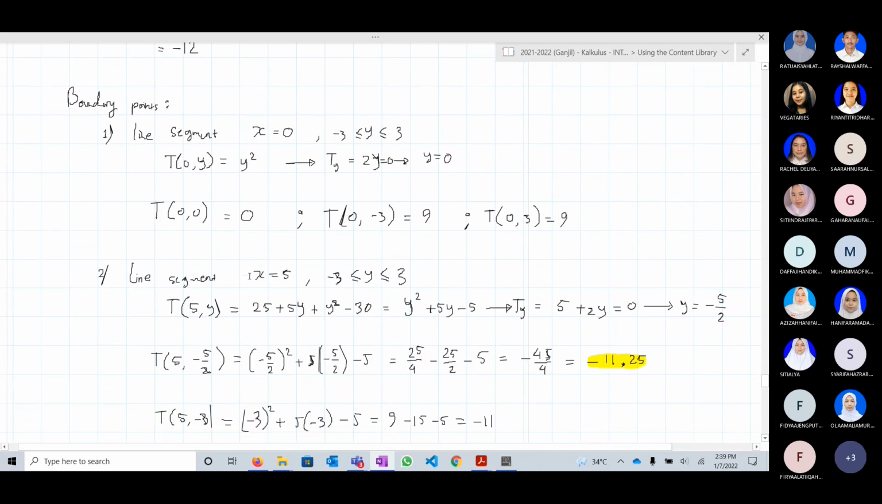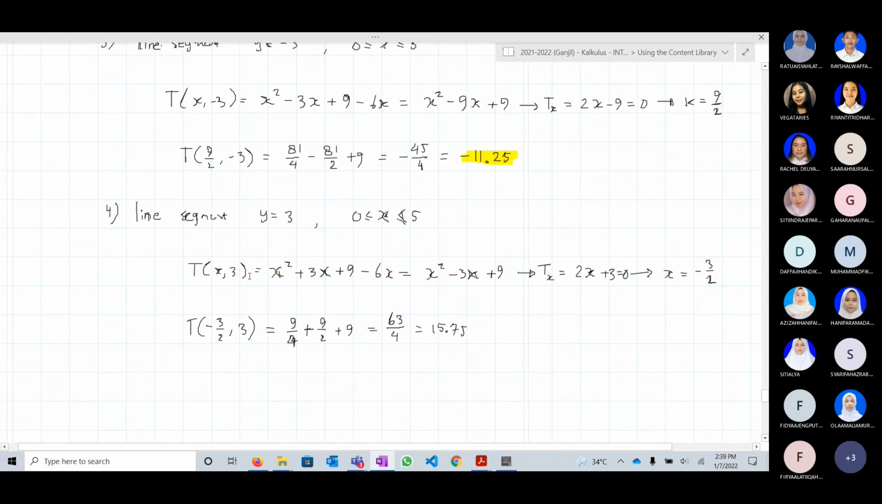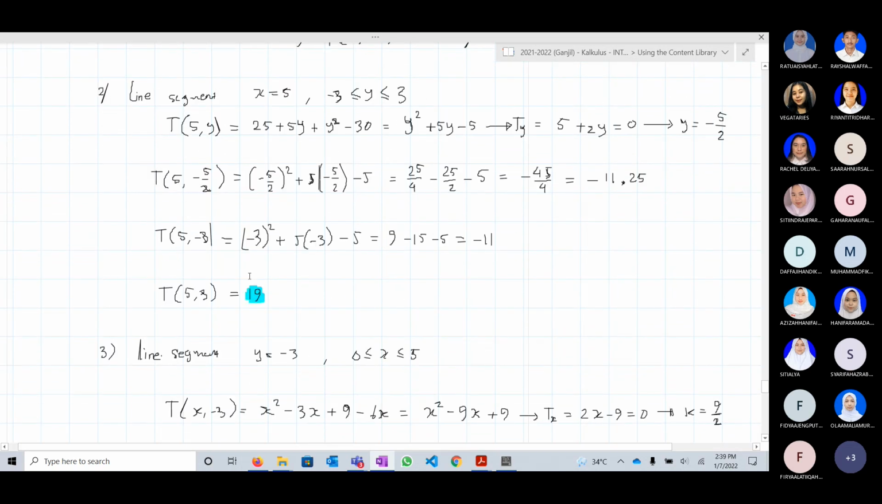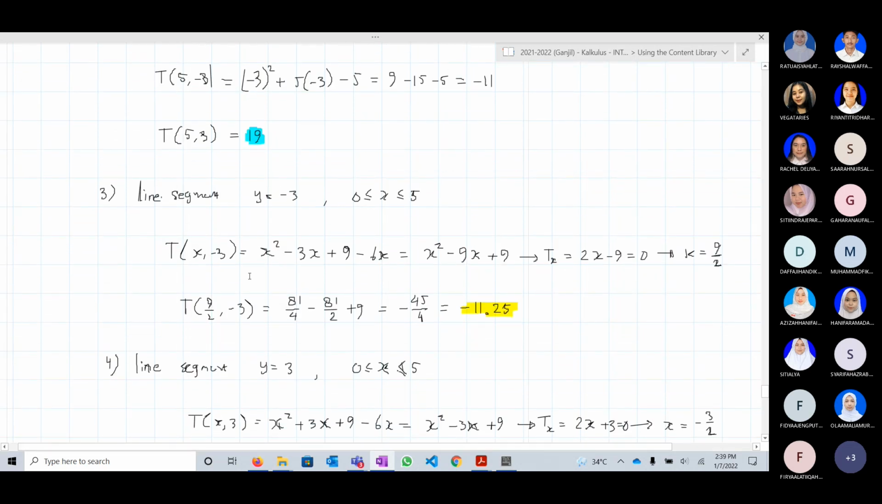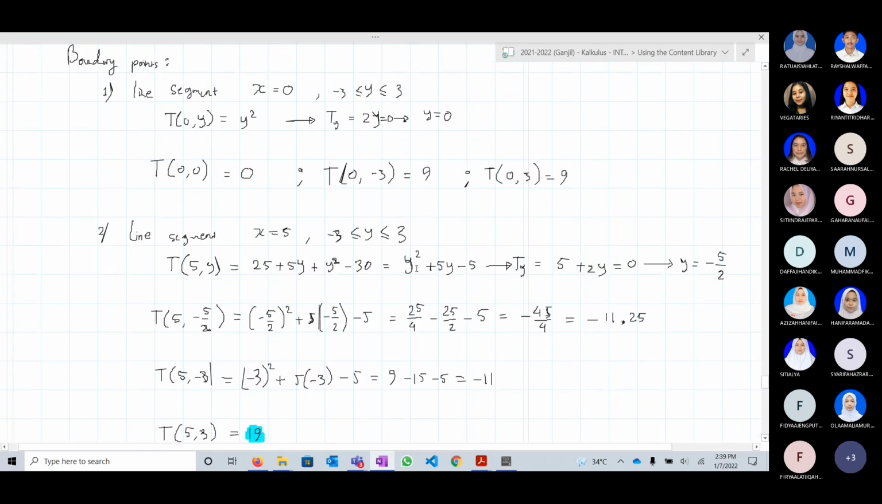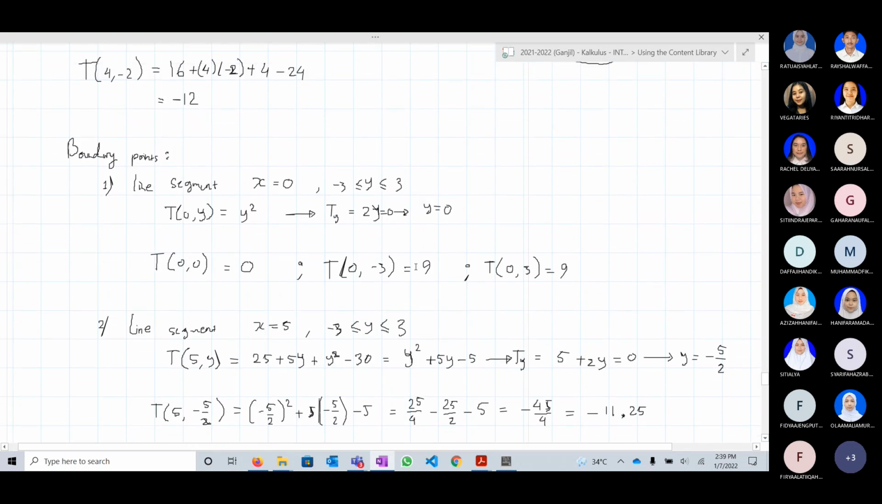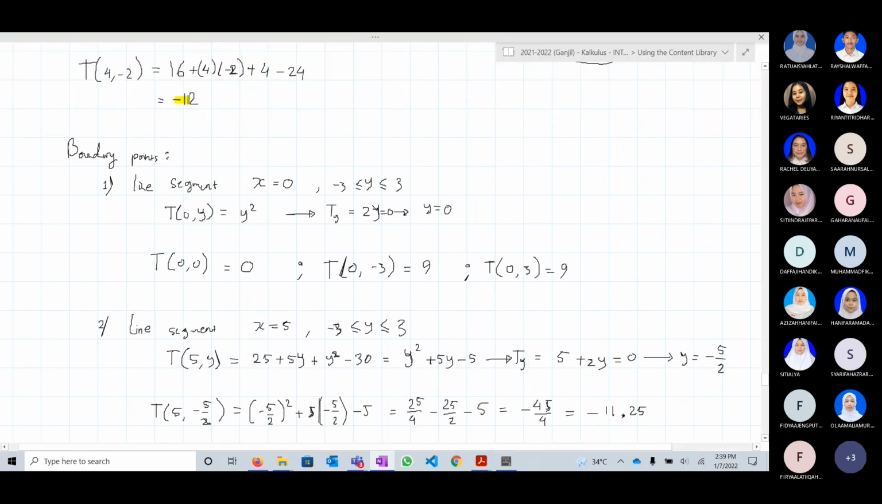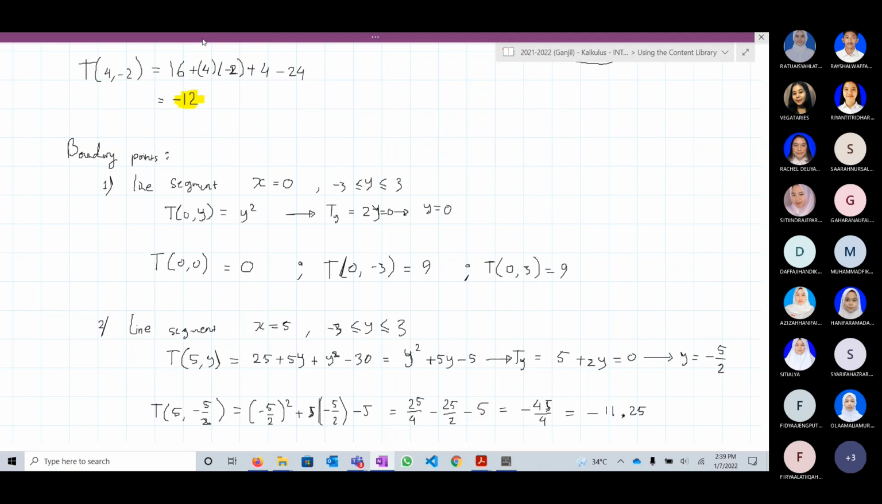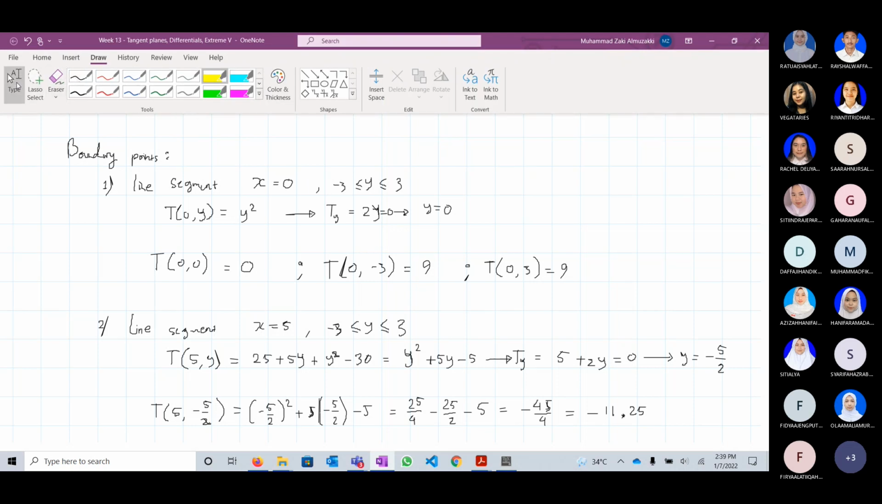Oh, ternyata. Sorry, I made a mistake. Just an honest mistake. So, the absolute minimum is actually minus 12. So, this is the absolute minimum. And it happened at the interior point.